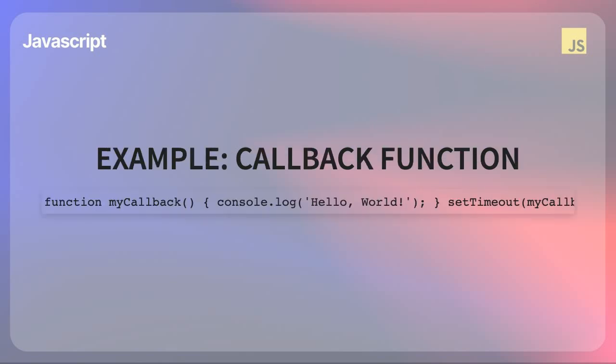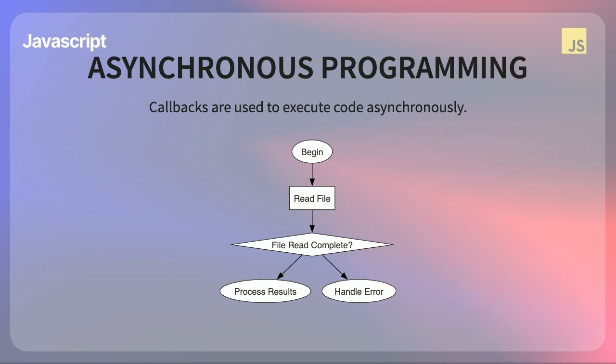Let's look at an example of a callback function in action. We'll create a simple function that takes a callback as an argument and executes it after a delay. Callbacks are used extensively in asynchronous programming. They allow us to write more efficient code and handle complex operations.